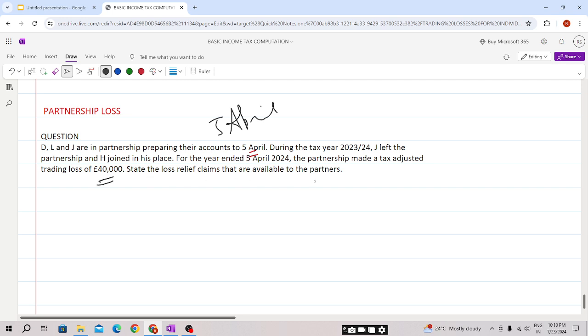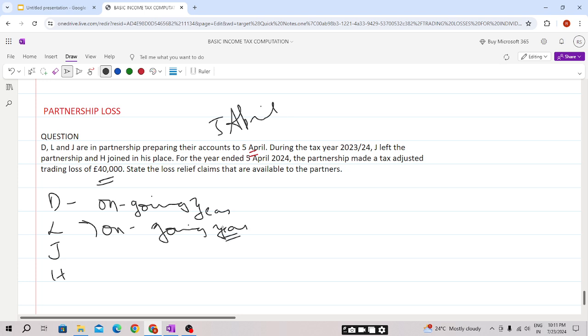State the loss relief claims that are available to the partners. So now students, we have 4 partners. D is an ongoing partner, so for D, ongoing year relief will be available. For L also, ongoing year relief will be available. That is carry forward, or set off against total income, current year or previous year, with a further option, after claiming, of setting off against chargeable gains, or carry forward.